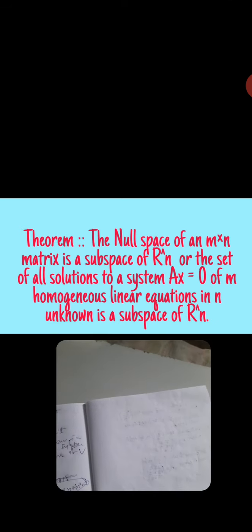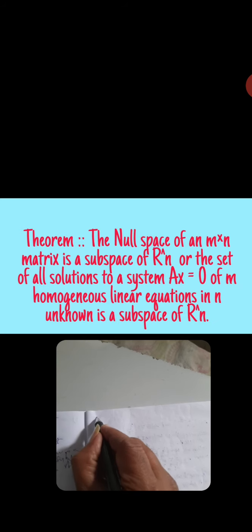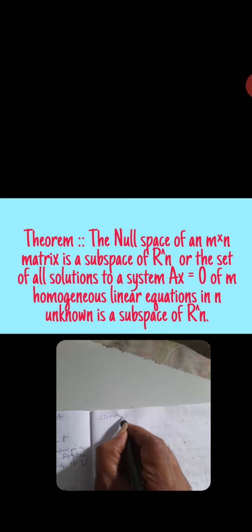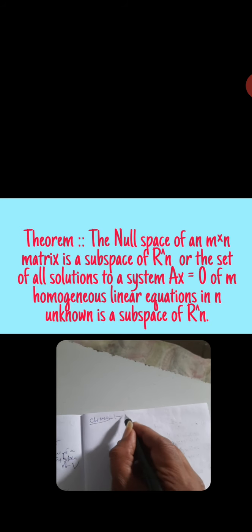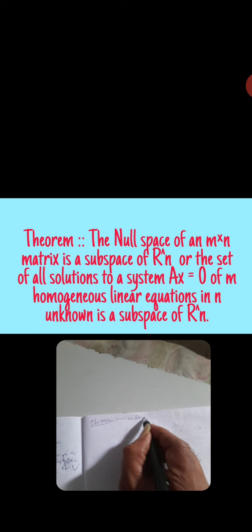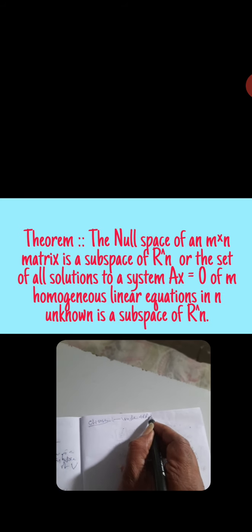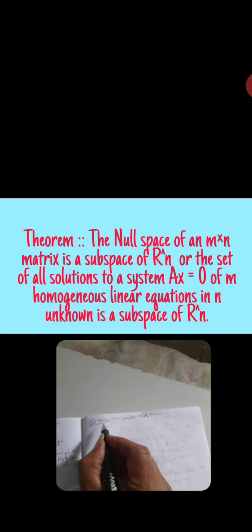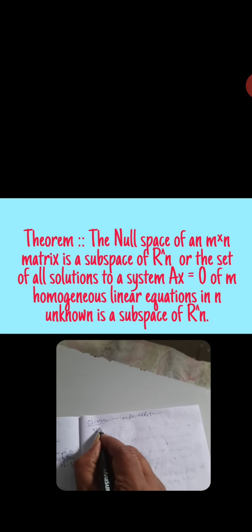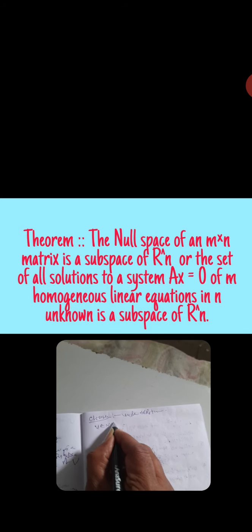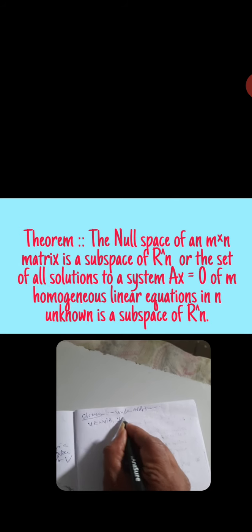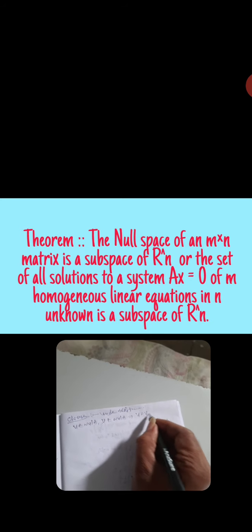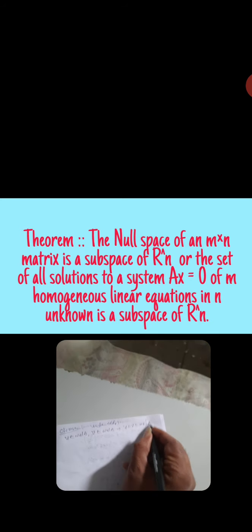Second property, how to show the second property? It is the closure property under addition. How to prove this? U is an element of null A and V is an element of null A. That implies U plus V is also an element of null A.